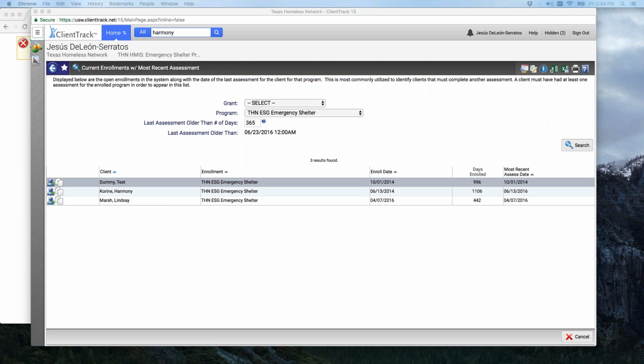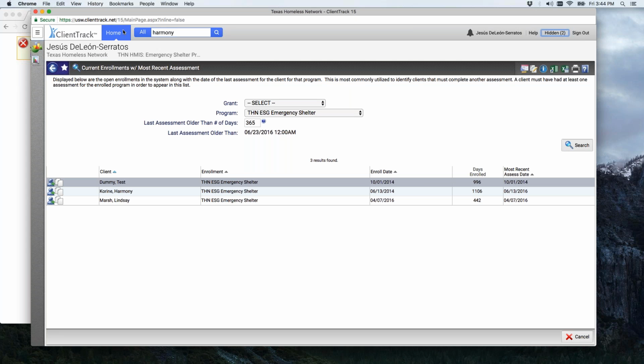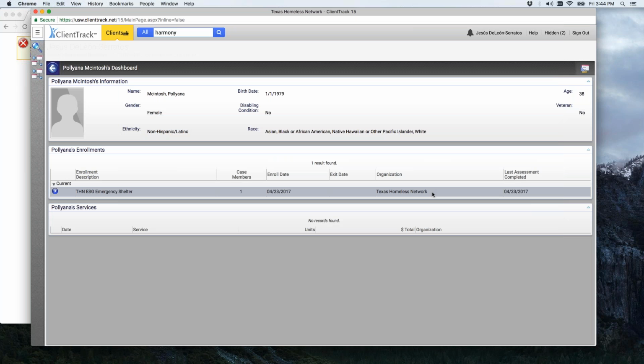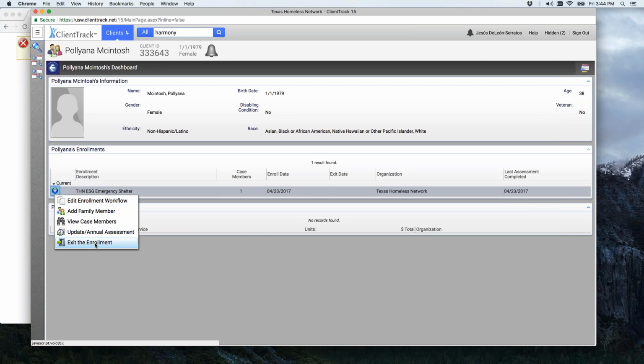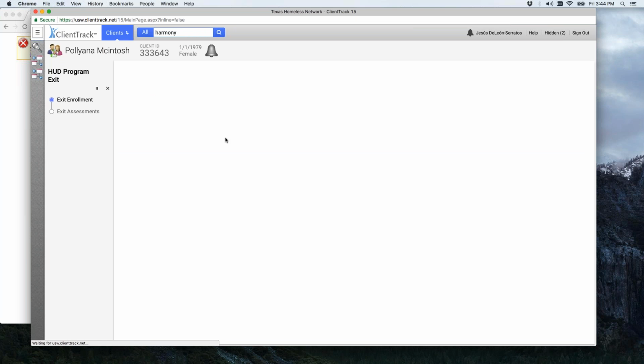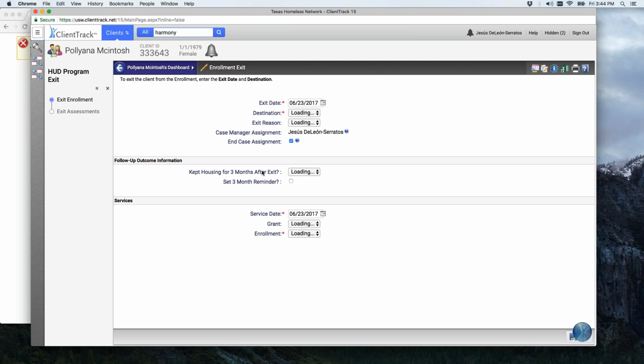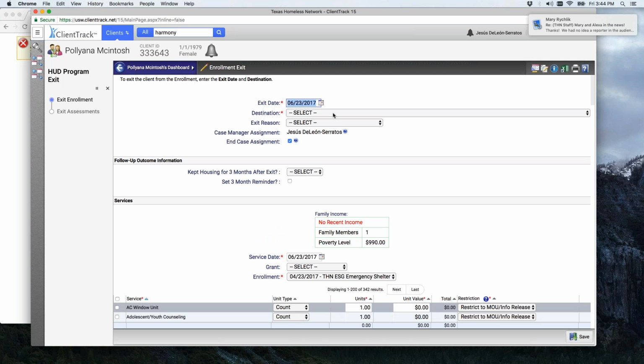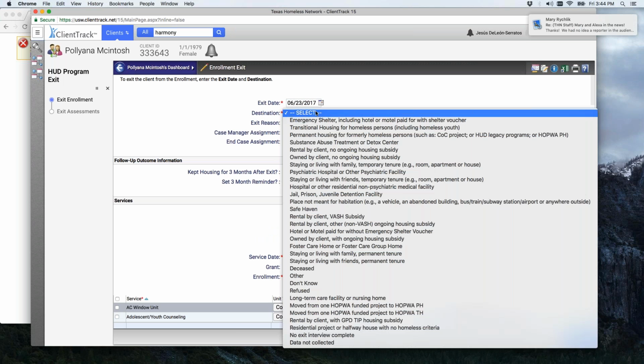Again, we went through a lot of stuff over here. What happens, for example, if a client doesn't have an exit assessment? I mean, this client needs to exit. And that happens too, guys. I've seen it. If you click here, exit the enrollment. Let me please close this. This is what I was talking about. That is very, very important. The first page, right here, destination. Where is this client going? It's very important to do.